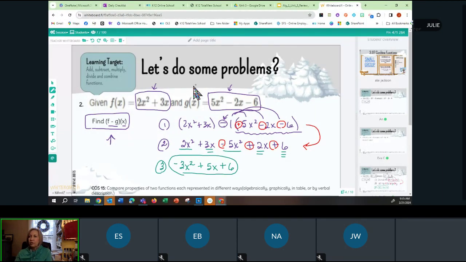So this time we're subtracting. And we know we're subtracting because it's got f minus g. Any questions about number 2?